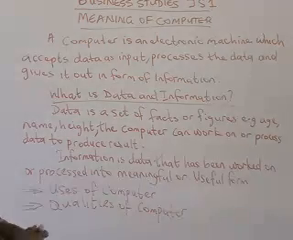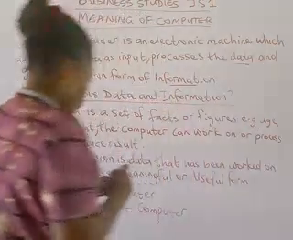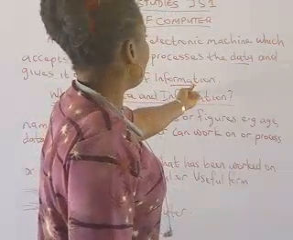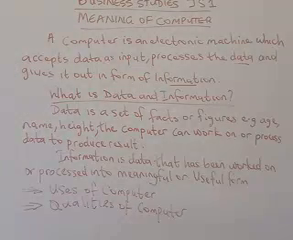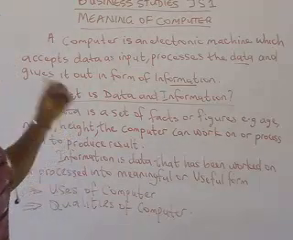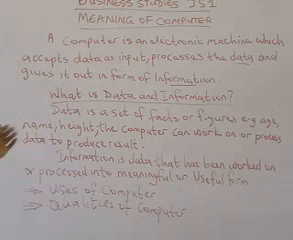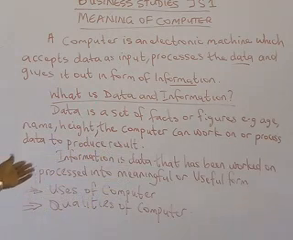Then let's look at it. When we are talking about data, we talk about data and we talk about information. When we process the data, you bring it out in form of information. So what is the meaning of this data and information we are really talking about? What is data and information? Data is a set of facts or figures, for example, age, name, height. And the computer can work on or process data to produce results.